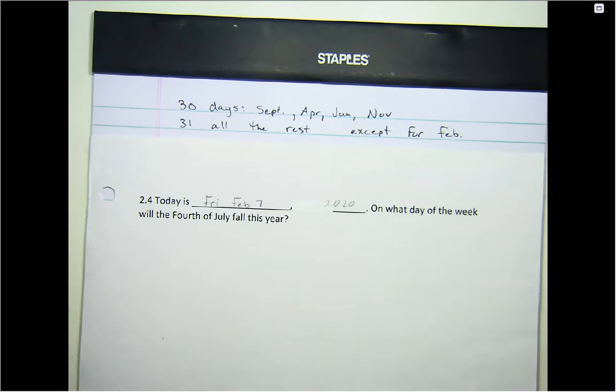And you're working together? You two are working together? Right. And you four are working together? Yeah. So 31 days for July. And today is a Friday.